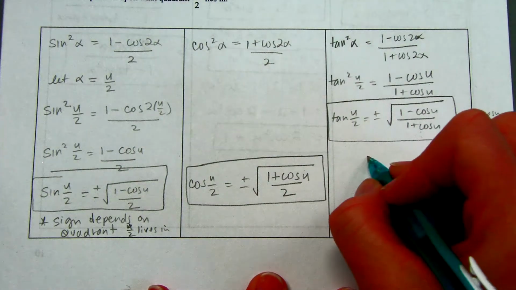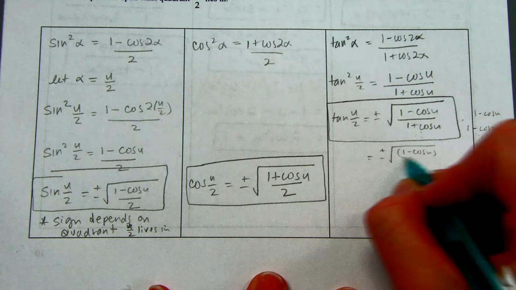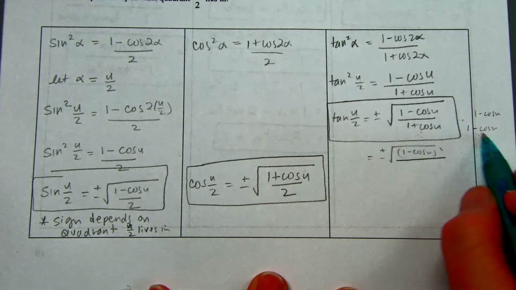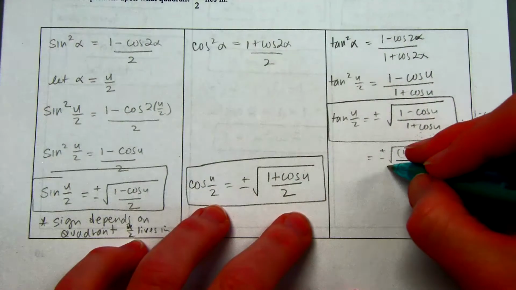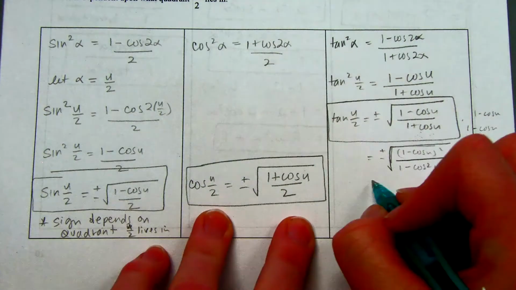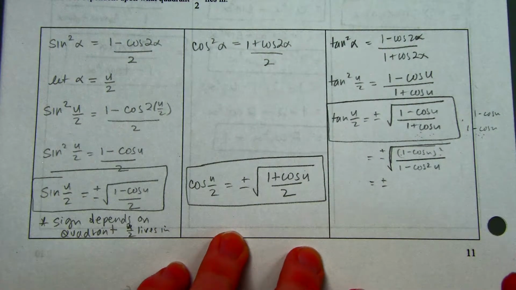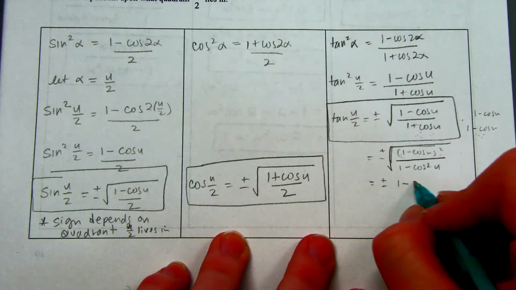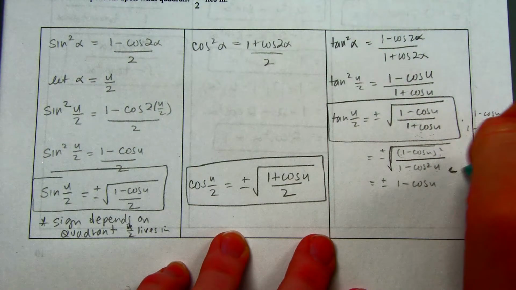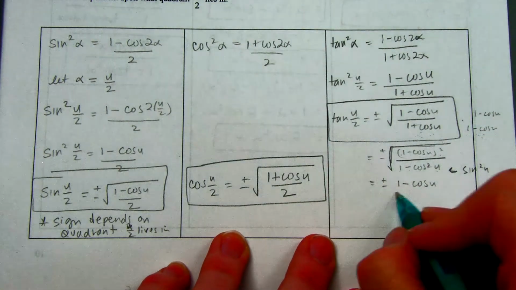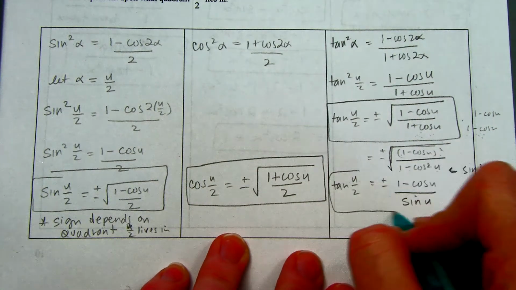So if we do that, we end up with 1 minus cosine u quantity squared. And then if I multiply this conjugate together, we end up with 1 minus cosine squared u. And this is still all underneath the root. I know my root is not going all the way around there. Okay, so what is 1 minus cosine u quantity squared under a root? 1 minus cosine u. What is 1 minus cosine squared u? Sine squared u. And what's the root of sine squared u? Sine u. So this is another half angle formula for tangent.